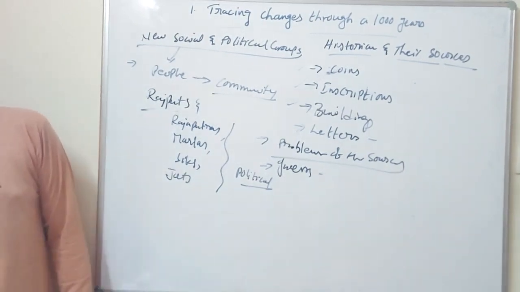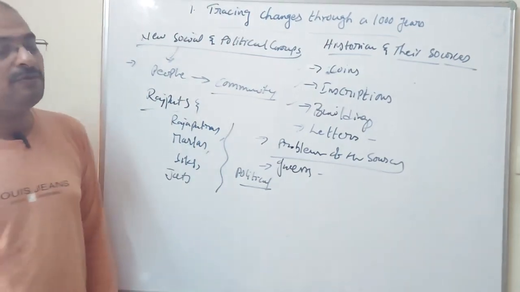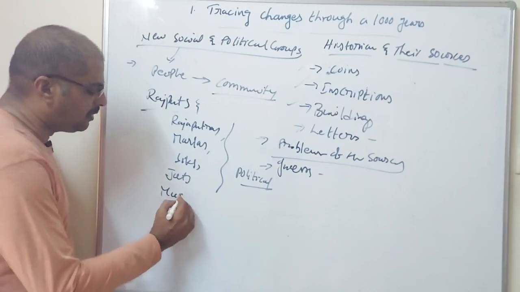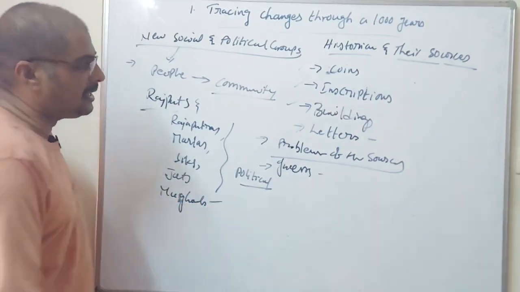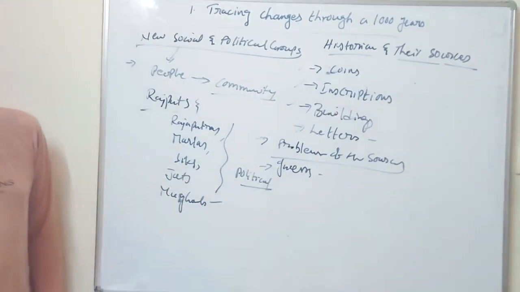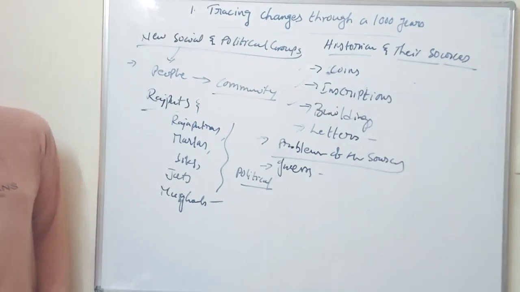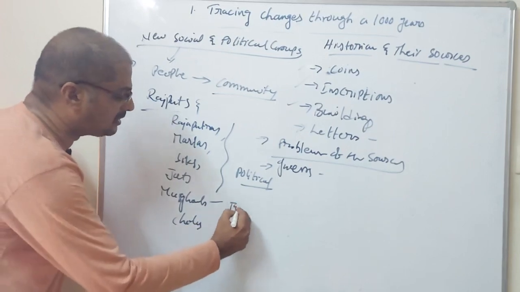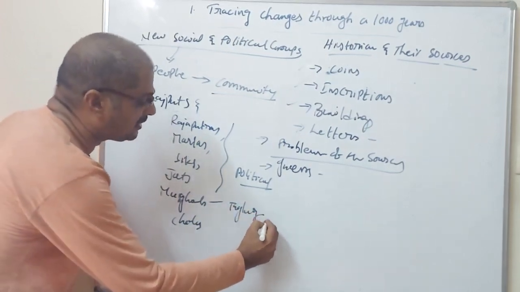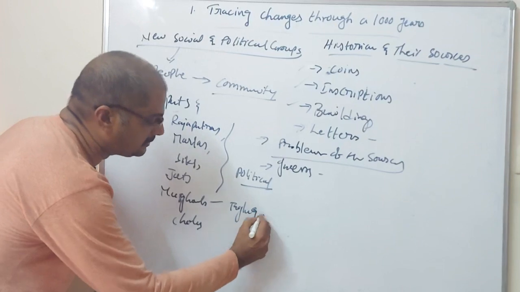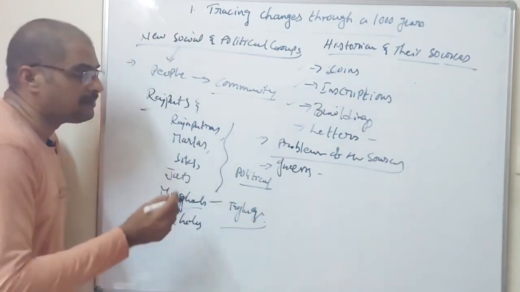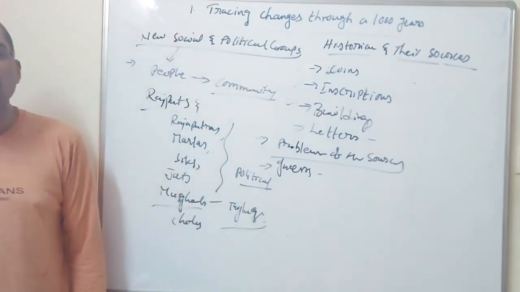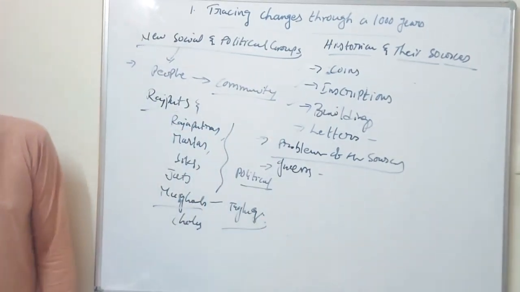Then the Mughal emperors also are seen on the political scene, and the Tughlaqs and Cholas also. The Cholas are there and the Tughlaqs are also one kind of king, and the Mughals, Babur, Akbar, Humayun.